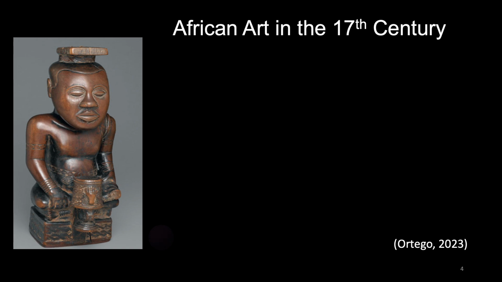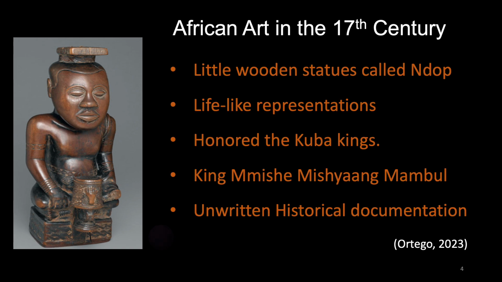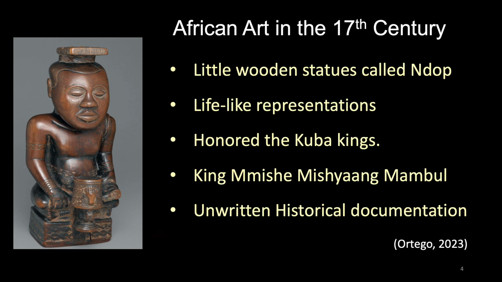Little wooden statues called dap were popular in the 17th century. These lifelike representations honored the Kuba kings. The tradition began when King Mishe miShyaang maMbul commissioned a sculpture to commemorate his legacy. Since then, each king has had his own dap, serving as a historical record in a culture without written documentation.